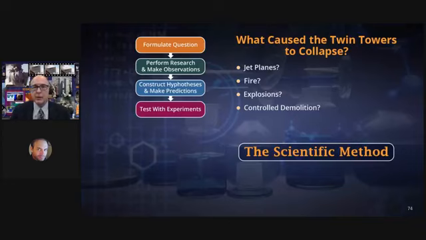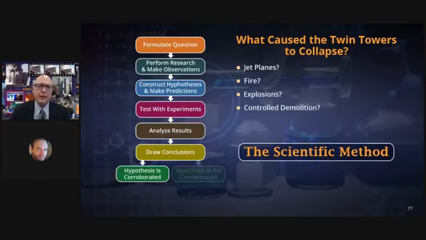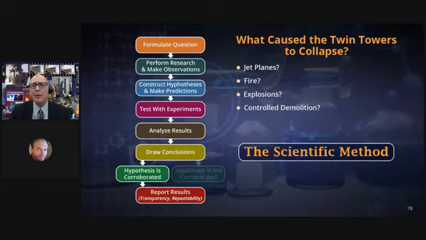We make predictions about those hypotheses. We test them with experiments. We analyze the results. If the hypothesis is corroborated after drawing conclusions, we report the results in an open, transparent manner. We don't hide the results or the computer input data, for example, which NIST hid, as we saw last week, and refused to give to the architects and engineers who are tasked with ensuring that the public has buildings that are safe to occupy.